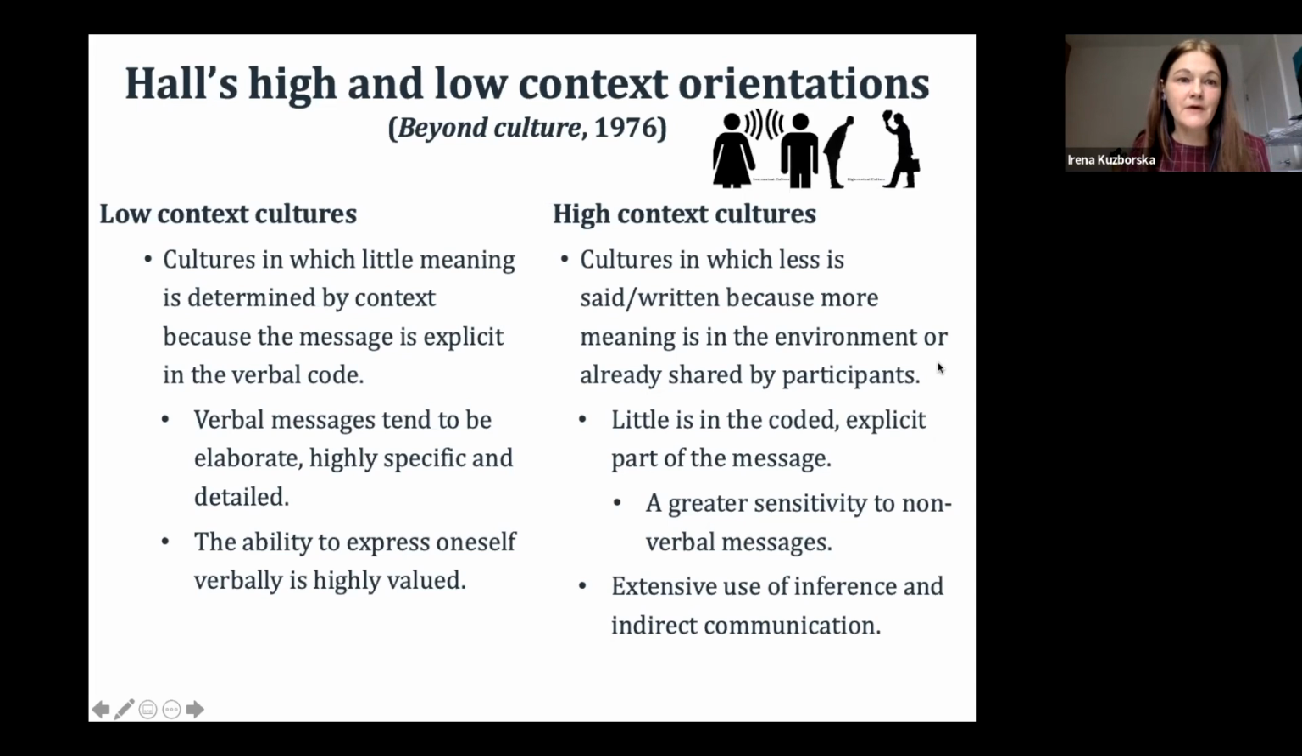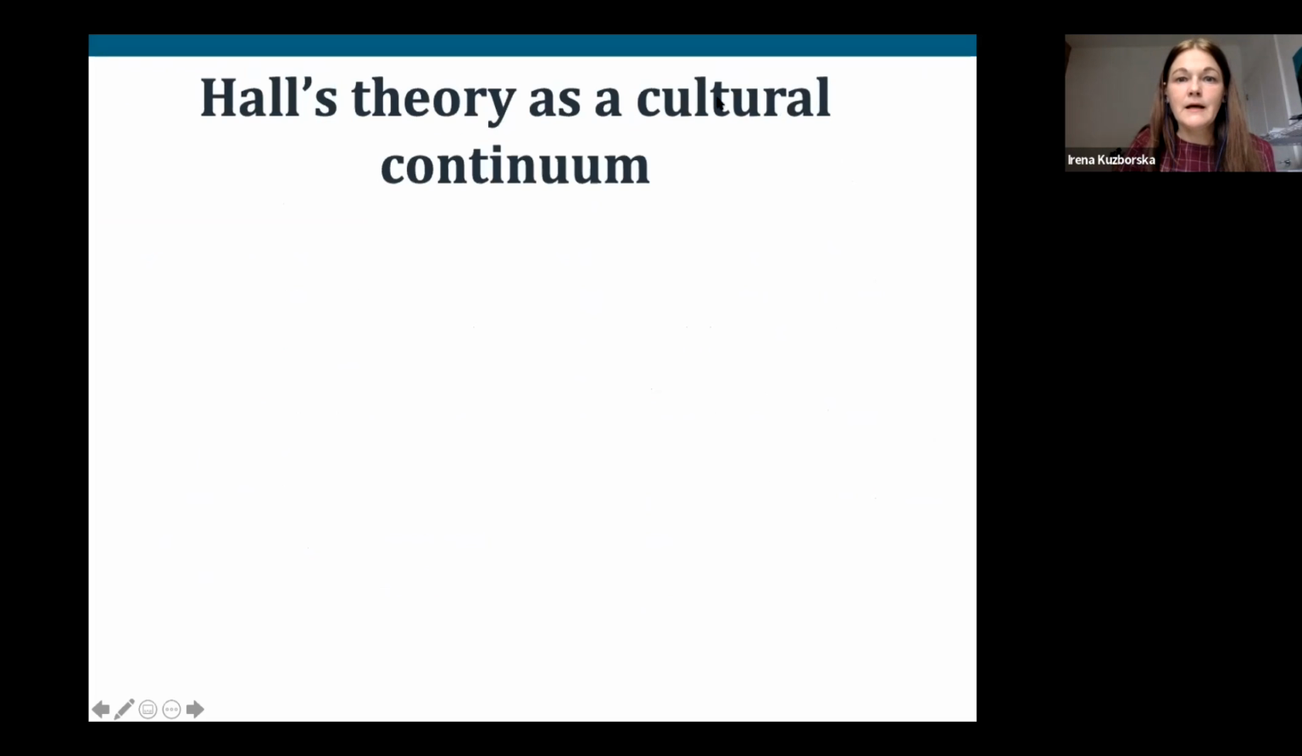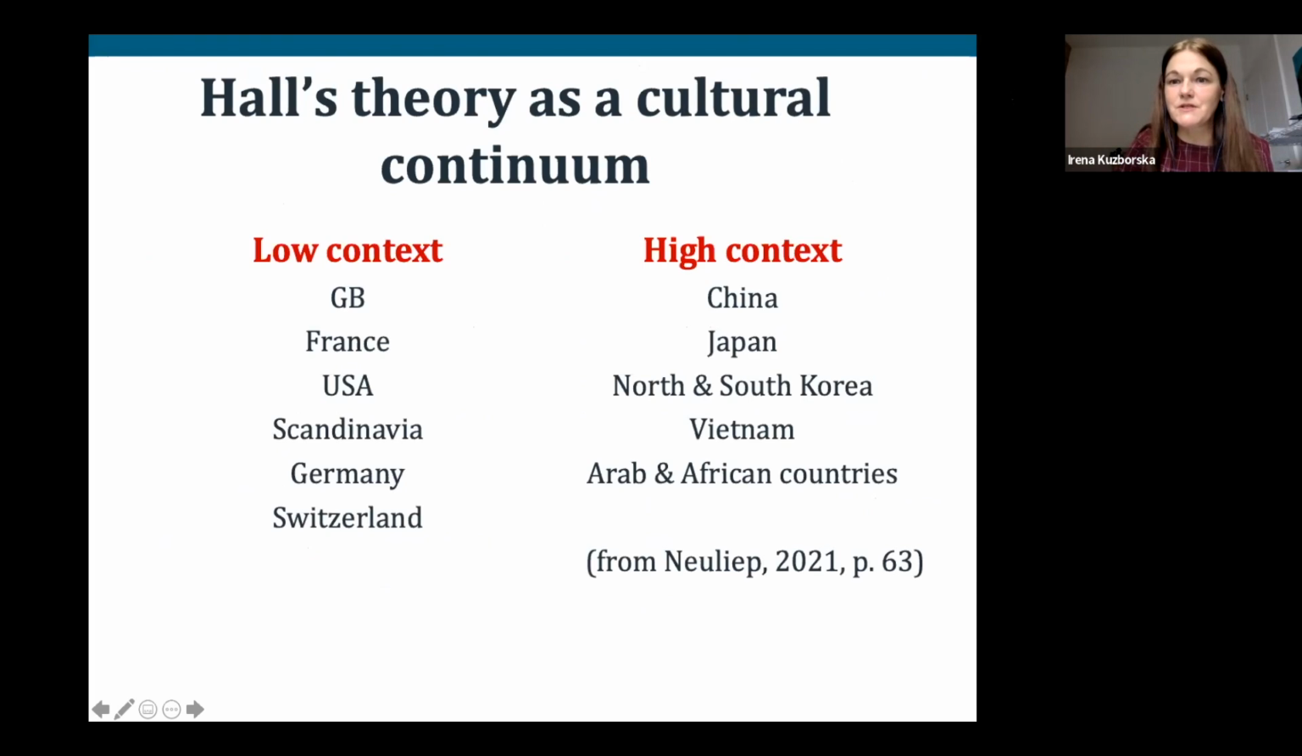So as you can see, there are differences in the extent to which people rely on contextual information to understand what's going on in the communication. Based on these assumptions, Hall said that we can distinguish cultures in terms of this extent of reliance on the context. For example, low context cultures would be Great Britain, France, USA, Scandinavia, Germany, Switzerland, and high context cultures would be China, Japan, North and South Korea, Vietnam, Arab and African countries, and so on and so forth.